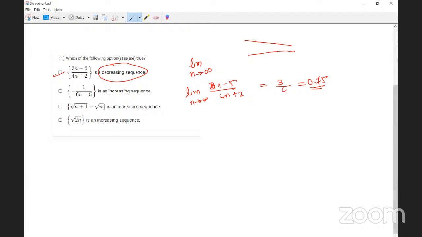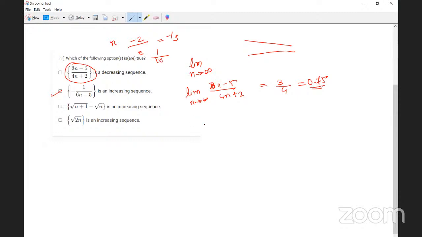Is that true? So what is the sequence? If I put n equals to 0, right? Here, second option, if I put n equals to 1, what will you get? That is minus 2 upon 6, right? You will get minus 1 by 3. If you put n equals to 2, you will get 1 upon 10, right?